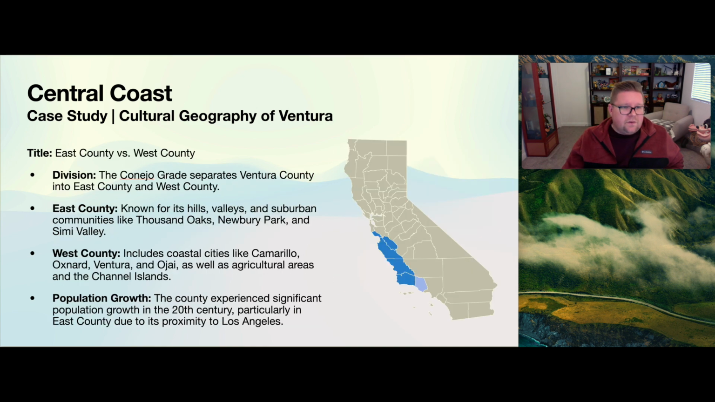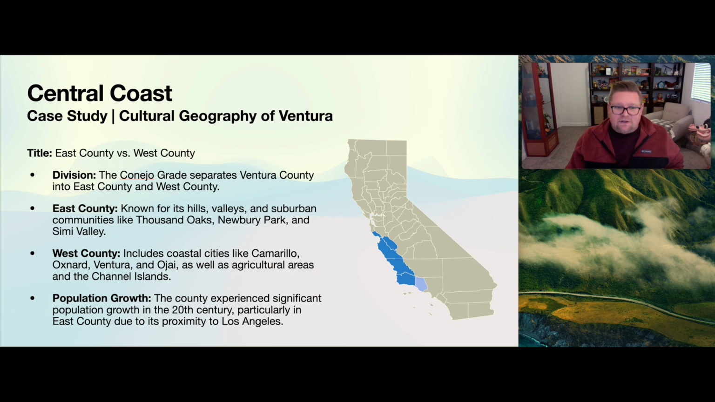All right, so then we go down here. Let's look at Ventura as a case study, east versus west and how it's divvied up. It's broken up by the Conejo Grade, which separates Ventura County into East County and West County. East County is known for its hills and valleys, and suburban communities such as Newbury Park, Thousand Oaks, and Simi Valley. The west side is known for places such as Oxnard, Ventura, and Ojai, which is much more agricultural, and also includes parts of the Channel Islands.